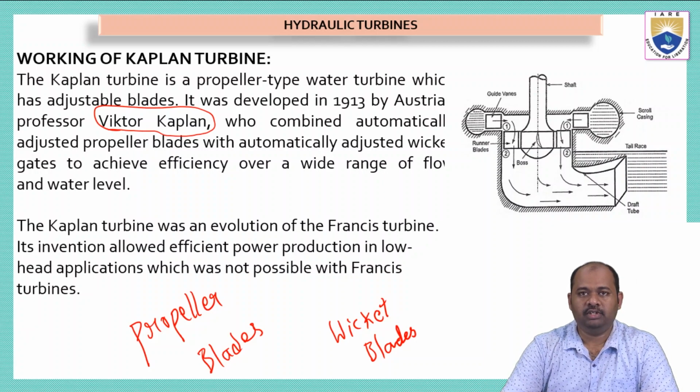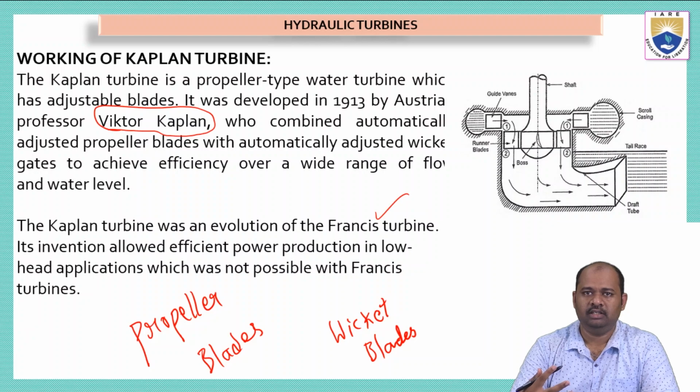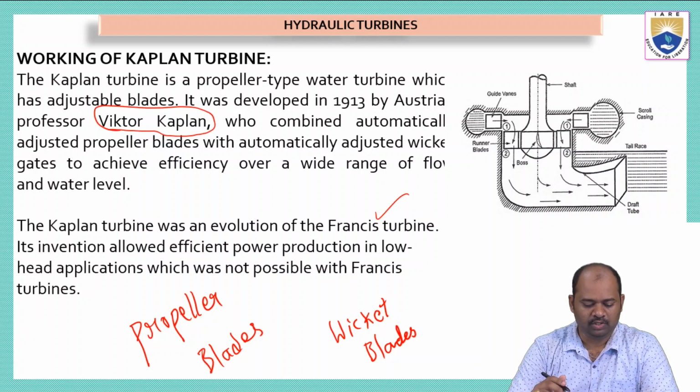Now, the Kaplan turbine was an evolution of the Francis turbine. We can simply say that this is the development of a Francis turbine where we have adjusted the propeller blades also, not only the wicket gates. So, this is a modified version of Francis turbine, but there are some differences we'll try to understand. Its invention allowed efficient power production in low head applications, which was not possible with Francis turbine. In these turbines, we can get maximum efficiency even with very low head. We know the water head is the height of water present inside the reservoir. Whereas in Francis turbine, we need more head to get optimum efficiency.